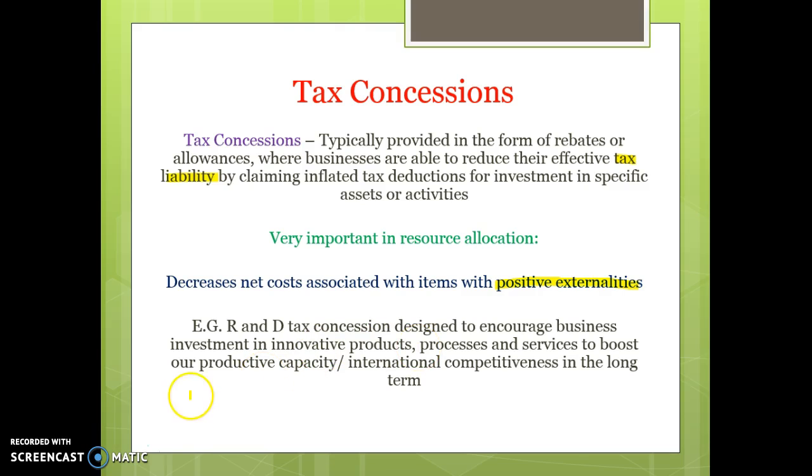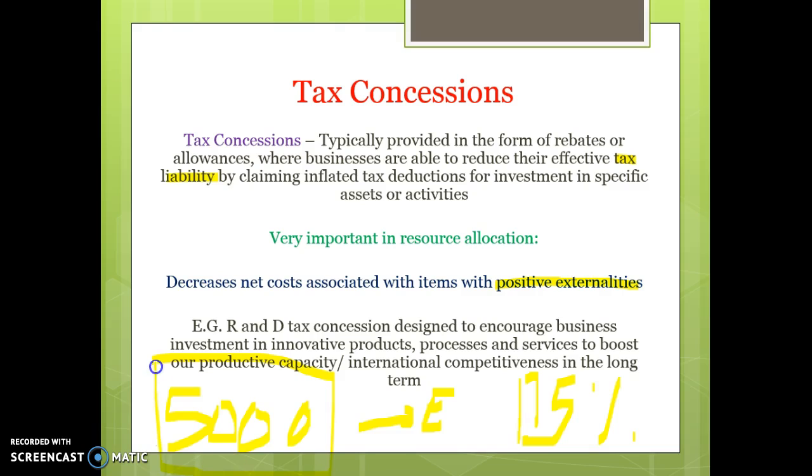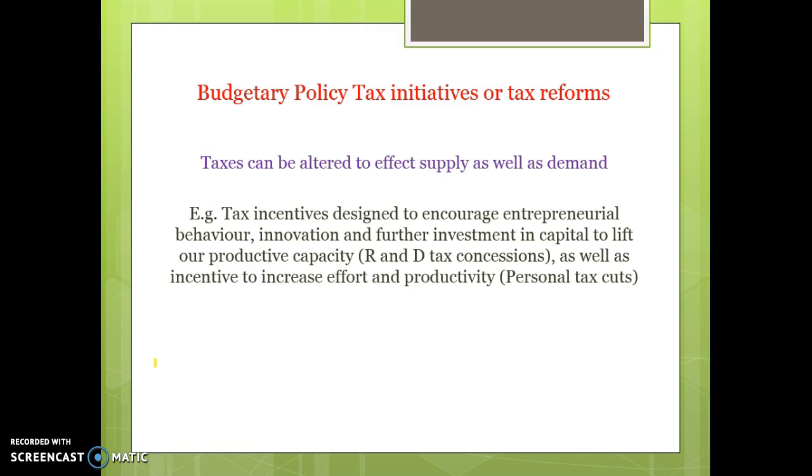So the idea of it is if you spend $5,000 on research and development, then what you can do is claim that as an expense, but rather than just claiming the $5,000 as an expense, you might be able to claim 175% tax concession, which basically means you can claim approximately $8,000 to $9,000 as an expense, which reduces your total level of tax and basically means that you pay less tax and therefore you're more willing to invest in that area. So tax incentives are designed to boost aggregate supply.